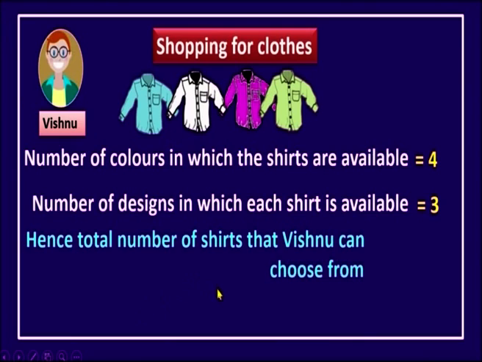Now hence the total number of shirts that Vishnu can choose from is given by 4 into 3, which means 12. So how many total number of shirts are available, children, for Vishnu to shop? Yes, there are 12 shirts. So he can shop any number of his choice. Got it, children? So let us also learn some concept regarding the price rise, children.